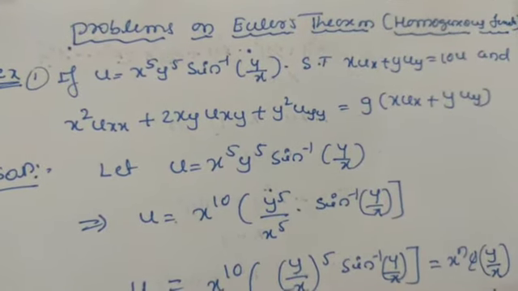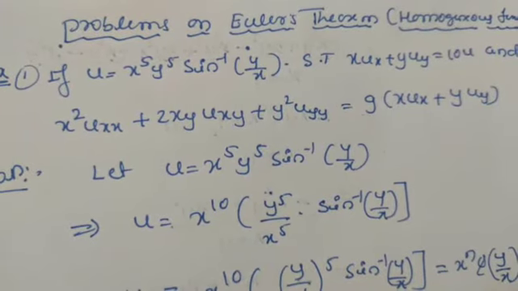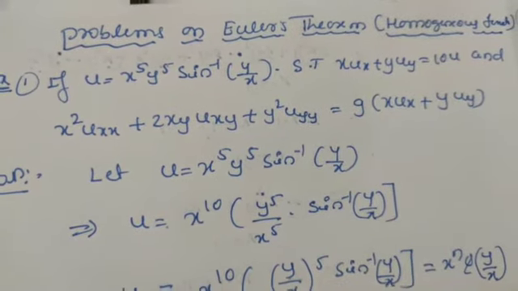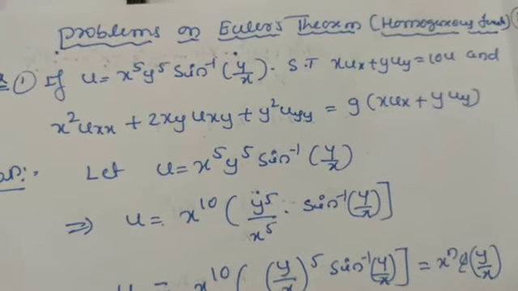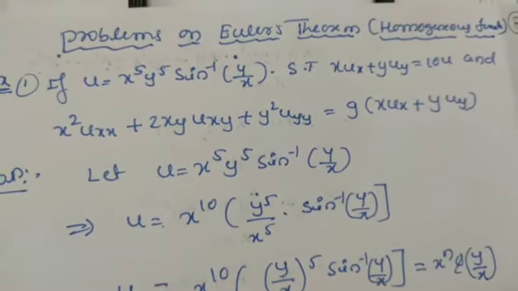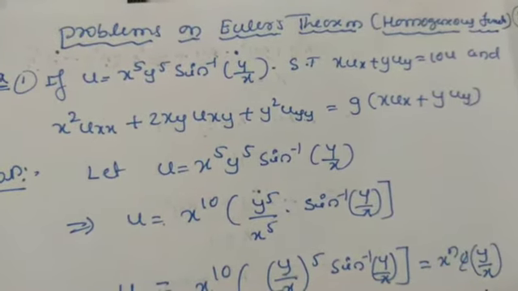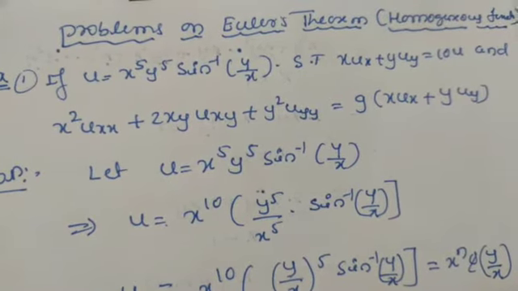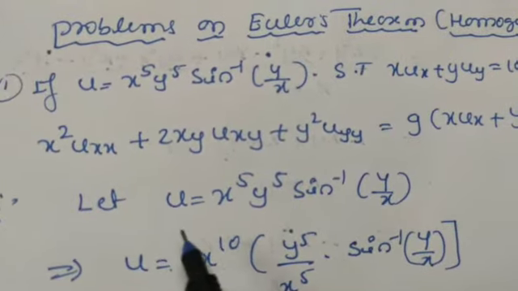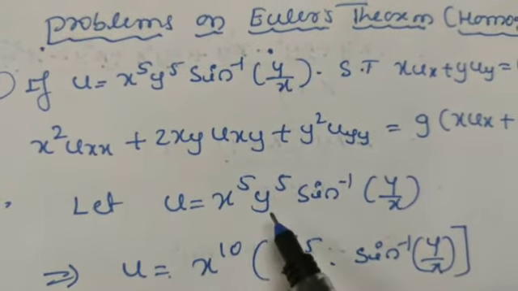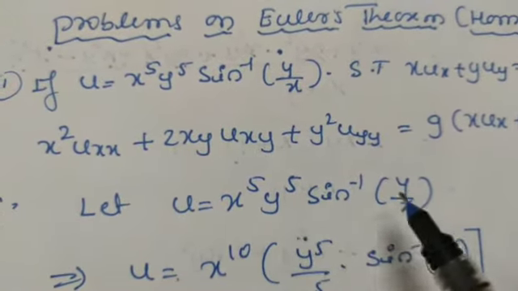If u is equals to x raised to 5, y raised to 5, sin inverse of y by x, then show that x ux plus y uy is equals to 10u and x square uxx plus 2xy uxy plus y square uyy is equals to 9x ux plus y uy. Let us take here u as it is. u is equals to x square plus x square into y square sin inverse of y by x.